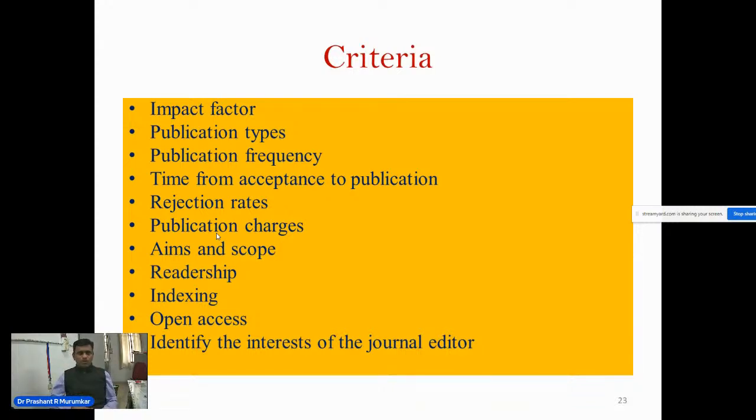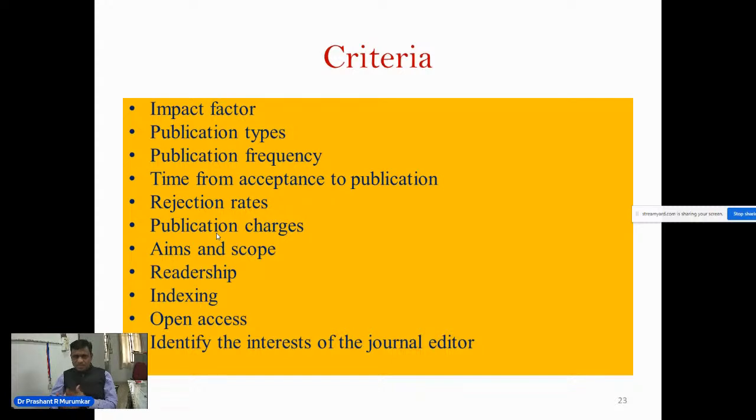Then you need to know the rejection rate. What is the rejection rate? If there is a 100% acceptance rate, then definitely the impact factor won't be there. So, rejection rate, how much? Then what is the publication charge? What is the aim and scope of that journal? Who is the reader of that journal? What is the readership of that?